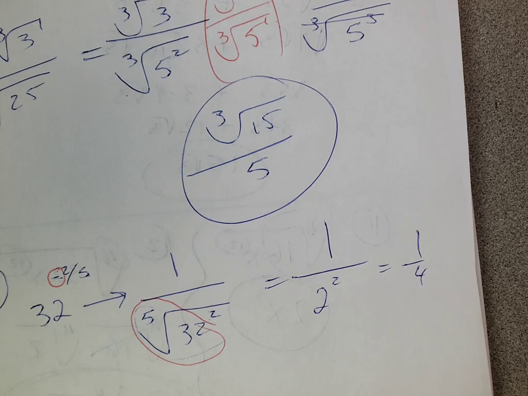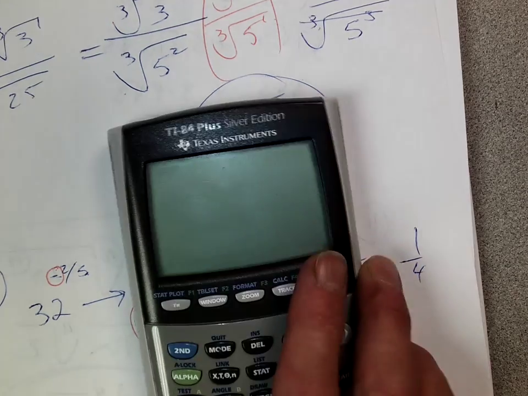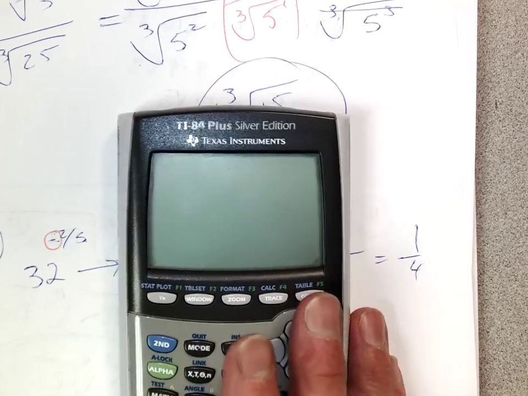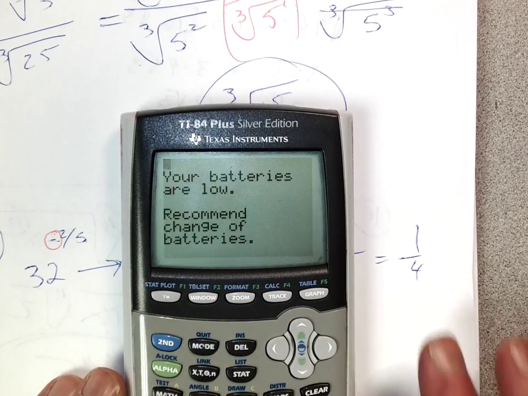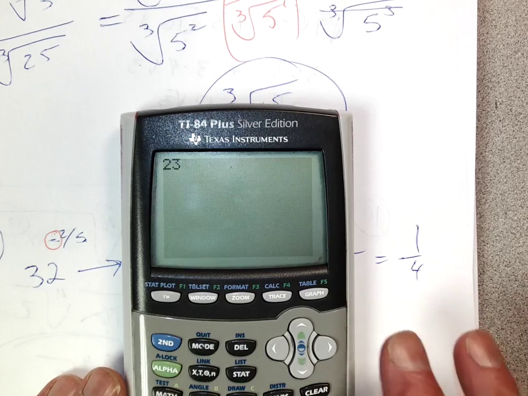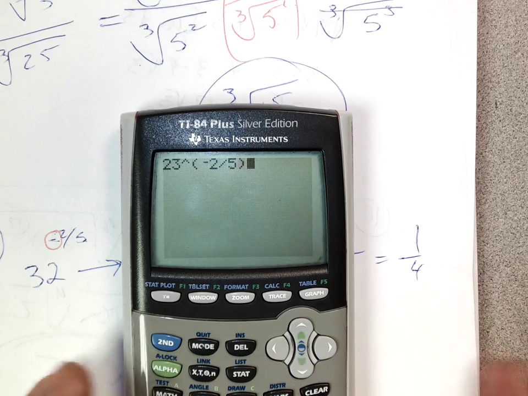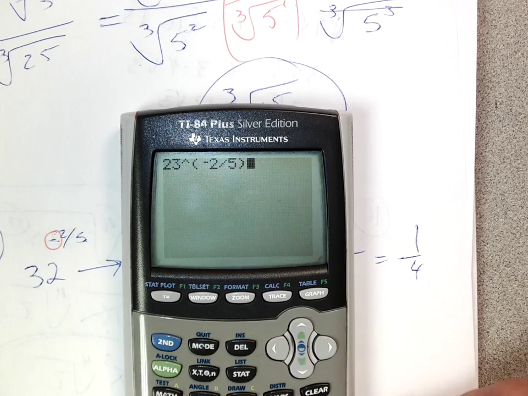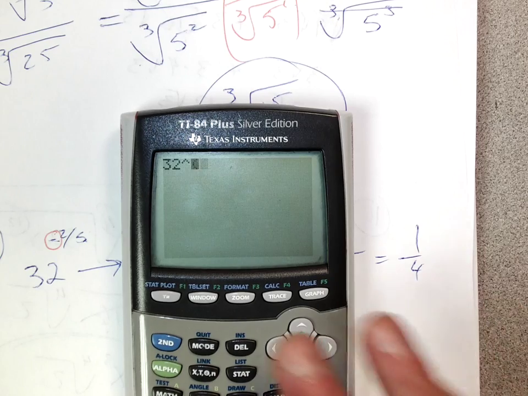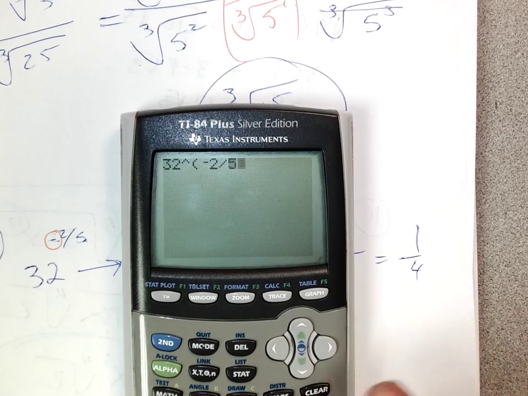Now, you could probably do it on your calculator. I mean, if it's just numbers, why couldn't we just use our calculator? So let's see how our calculator does it. We could put 32 to the power of parentheses negative 2/5. Okay, there it is. No, it's not. I got it wrong. I'm dyslexic. 32 to the power of negative 2/5. There we go. Does that look better?